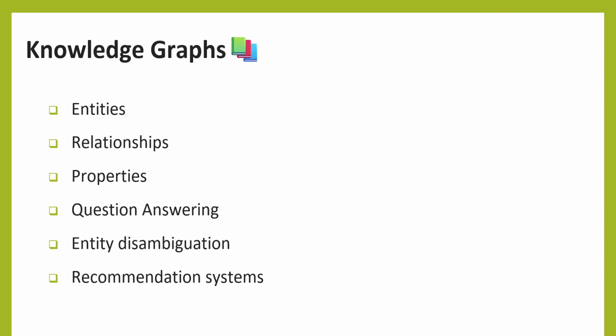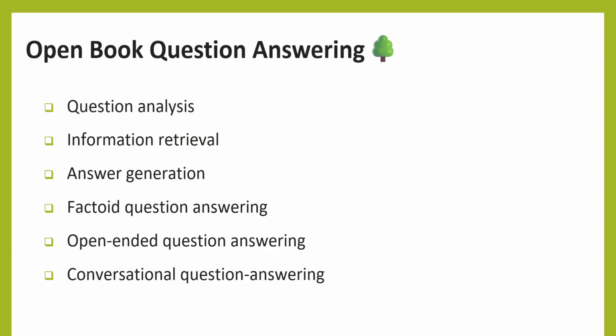Now, knowledge graphs are useful for tasks such as answering questions by traversing the graph and finding relevant information. Entity disambiguation means identifying the correct entity based on context and relationship. Recommendation system is recommending entities based on relationship and properties.